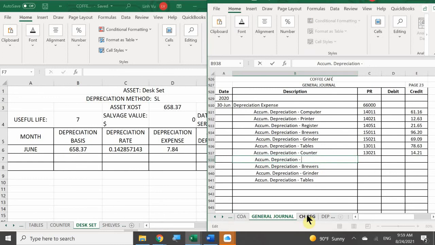So here we go. Accumulated depreciation for the desk. Okay, which should be 13,031. How much am I going to depreciate the desk for? $7.84. Okay.